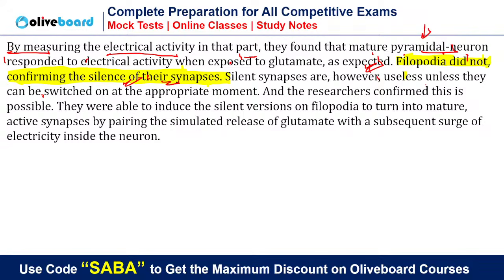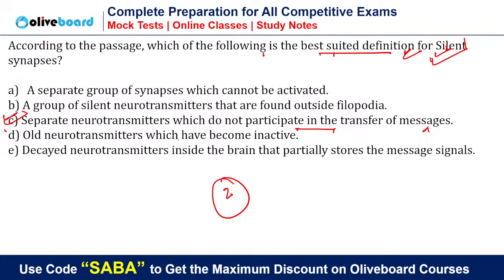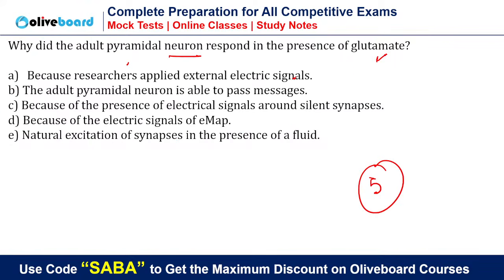Last line. They were able to induce the silent versions of philopodia to turn into mature active synapses by pairing the simulated release of glutamate with a subsequent surge of electricity inside the neuron. See, they are using this for inducing the silent versions. The question is not this. The question is here that why did the adult pyramidal, here can you see mature means adult, why did it respond in the presence of glutamate as expected? So the answer you will not get here, first of all. Are you getting my point? So this is completely wrong.